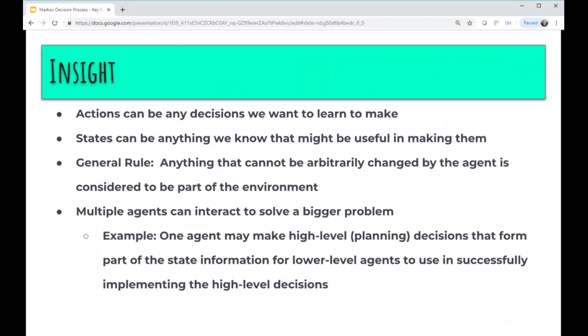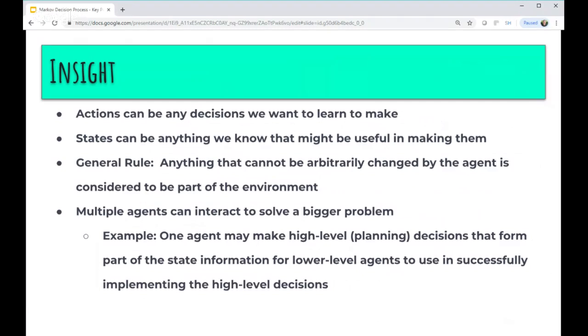So, some insight on what we've seen so far here. Actions are any decisions that we might want to learn to make. And states could be anything that we know that might be useful in taking those actions. In fact, the state information that you have is the only thing that you know about the environment. So the state information has to be inclusive of all the things the environment might want to feed back to the agent.